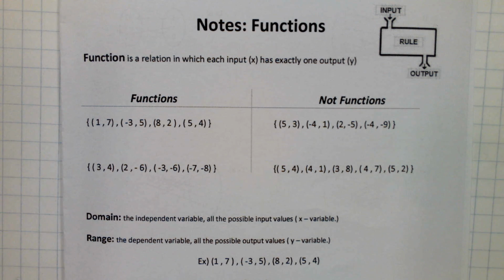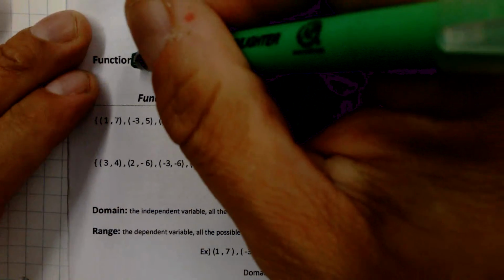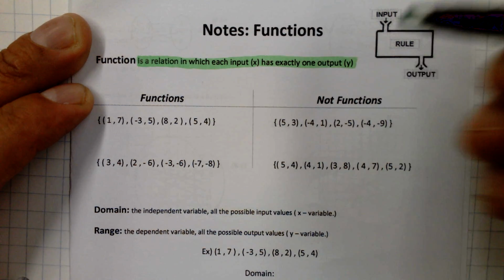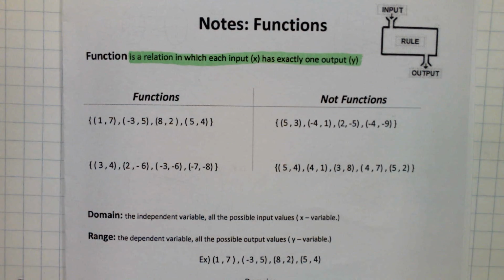Okay, so functions. Let's all read this together. A function is a relation in which each x has exactly one output y. Each input x has one output y. So every x has a single y. That's the basic rule of a function. If a relationship between two values follows that rule, we can call it a function.